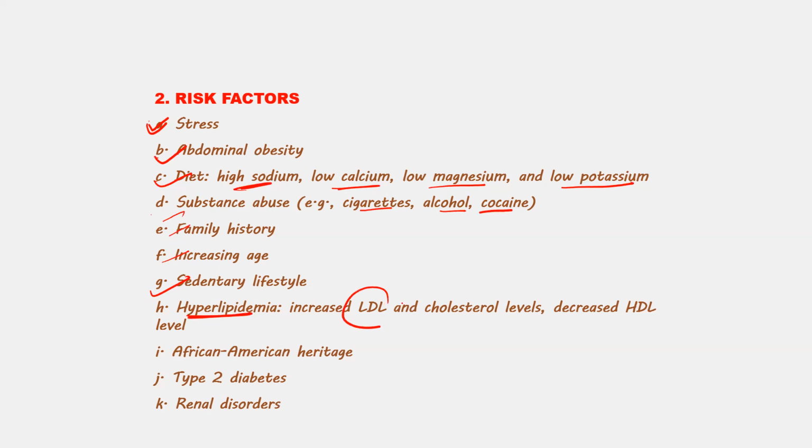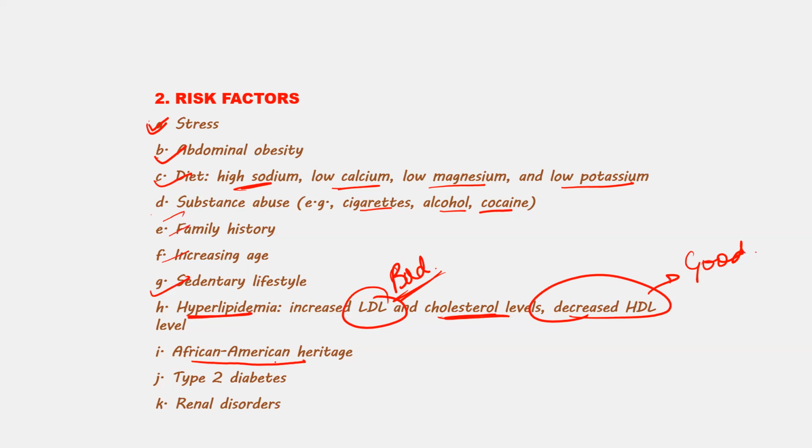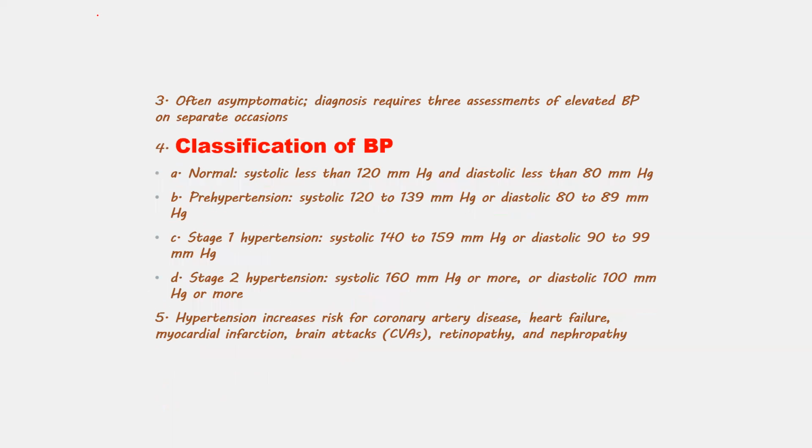Hyperlipidemia. When the low density lipoprotein, that is the bad cholesterol, and total cholesterol levels are increased and HDL decreases, HDL is the good cholesterol. When good cholesterol decreases and bad cholesterol increases, that is also a risk factor for hypertension. If a person is of African-American heritage, or has type 2 diabetes mellitus or renal disorders, all these risk factors can lead to hypertension. Often asymptomatic, diagnosis requires 3 assessments of elevated BP on separate occasions.